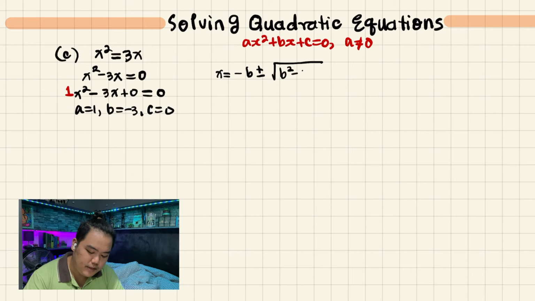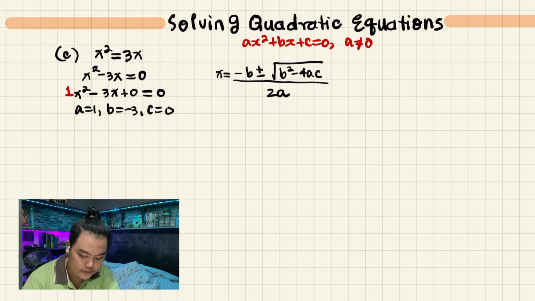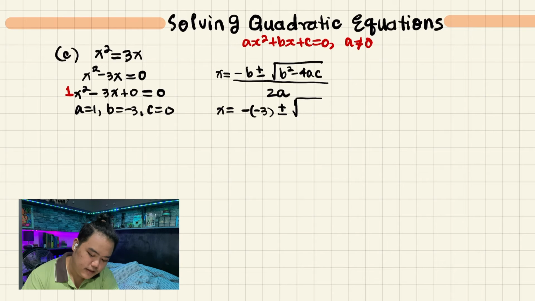B square minus 4AC all over 2A. And then substitute na lang ito. So x is negative b. Negative of negative 3 is 3. Or sulat na nga natin na ganito, para hindi kayo mahirapan. Minus 4AC divided by 2a.